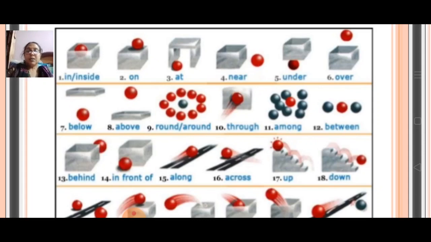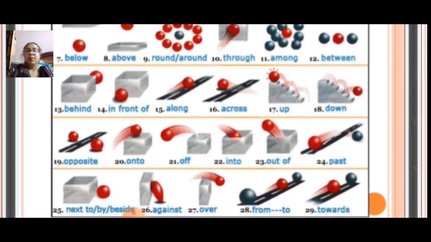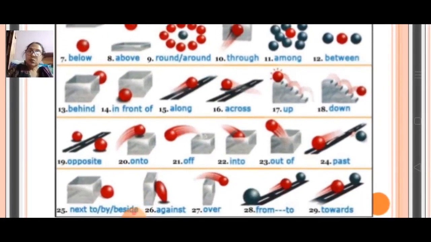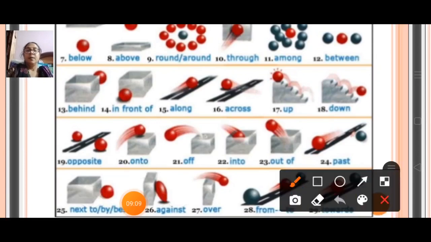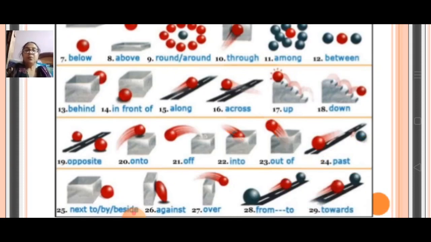Now across, it means it is cross. Up, down, opposite, onto, off, into, because it is in the motion, out, past, next to, it means next to, against, over, from, to, and towards. The position of the ball can show you how to use prepositions.